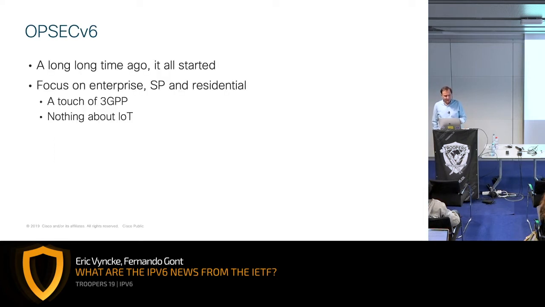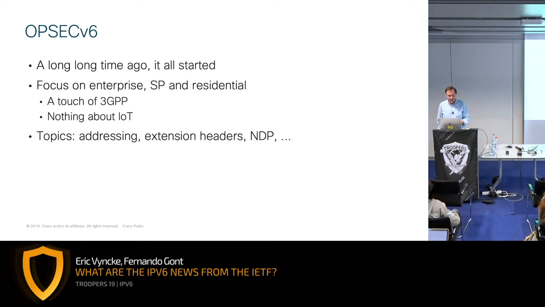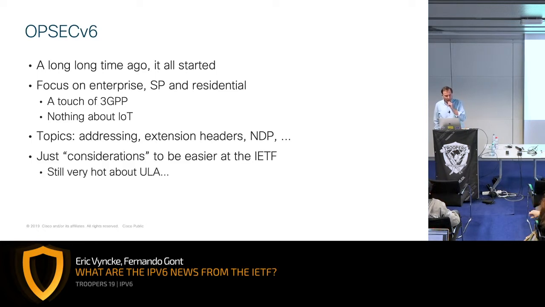It's mainly focused on enterprise, service providers, residential, and a touch on mobile data and 3GPP, but nothing on IoT, because there are so many IoT use cases that it's not easy to make any recommendation or consideration there. Topics are addressing, extension headers, neighbor discovery, basically what the differences are, and we point to other documents or give some consideration.